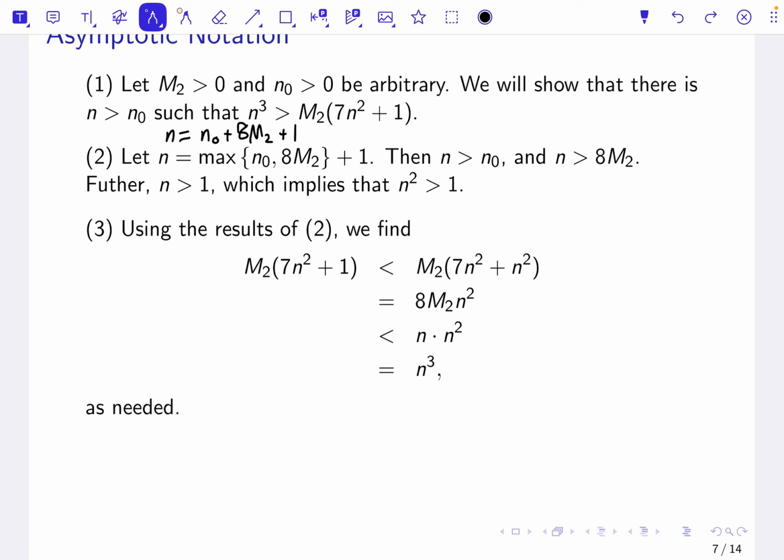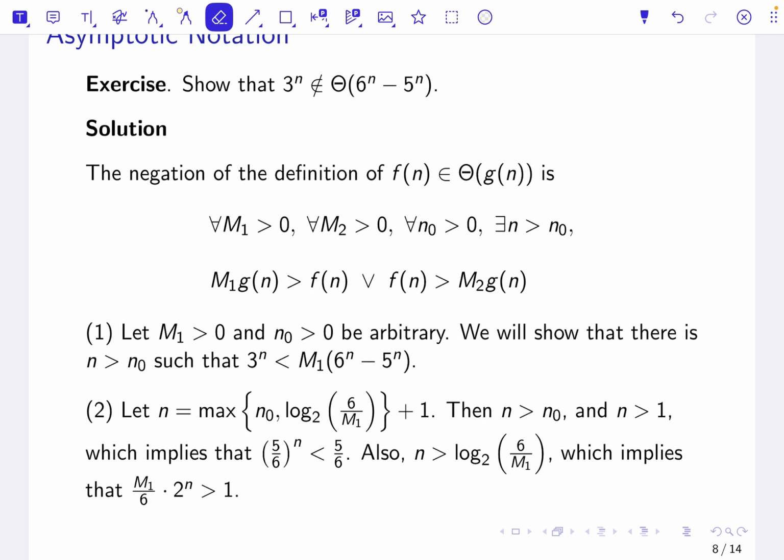Like this step and that step rely on the definition of n in ways that may be unintuitive. Okay, so we're going to do another proof of something not being in big omega. I think this time we're going to use the inequality with M1, but we'll see.